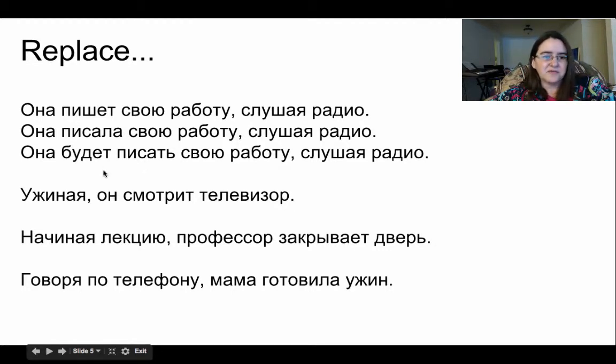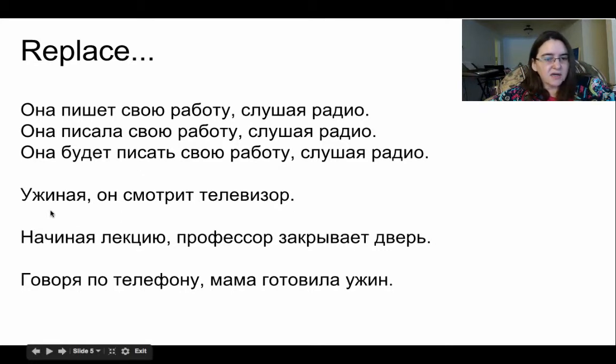Let's try a few of these. Here I have some sentences with verbal adverbs, imperfective. We're talking about two things happening at the same time. So what we'll want to do is replace the sentence with maybe когда.